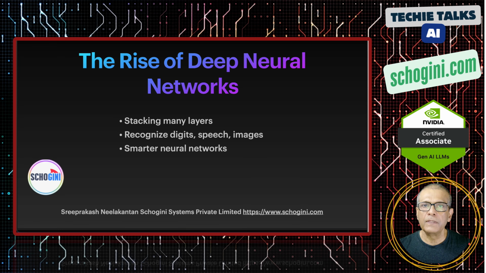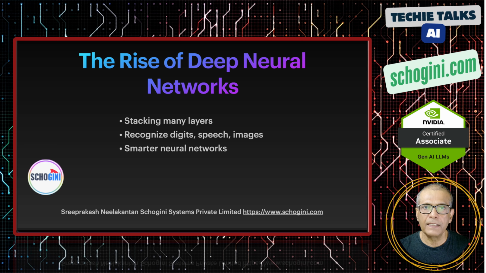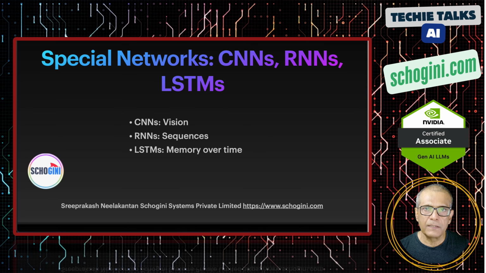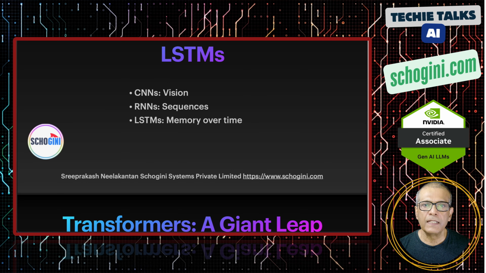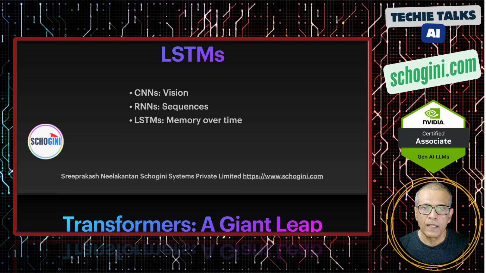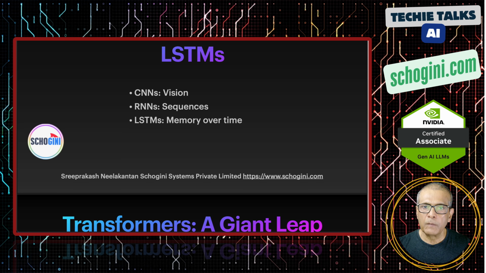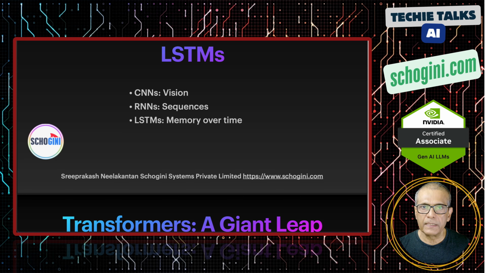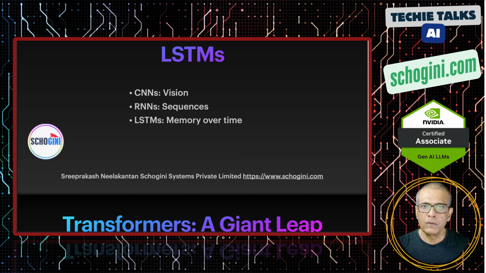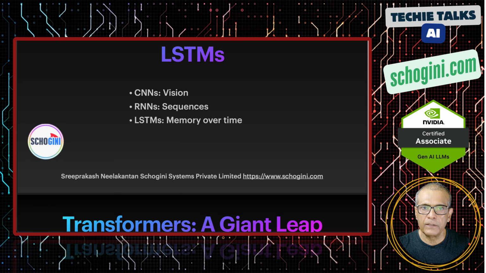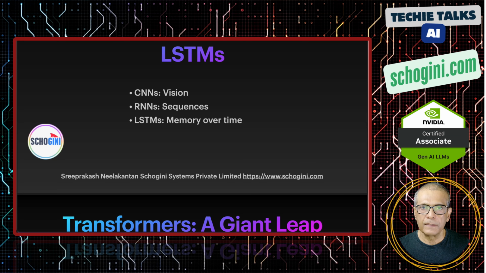Neural networks are growing smarter every day. Now, special customized neural networks started. So CNN, see and understand images. RNN, read sequence of text. LSTM, remember important things for longer periods. So LSTM is a more sophisticated version of RNN, recurrent neural network, which will not easily forget the context.